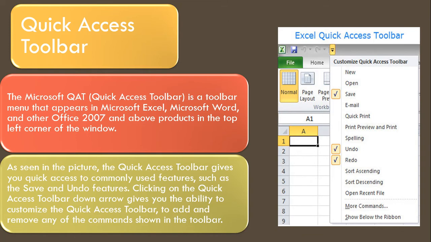Quick Access Toolbar. The Microsoft Quick Access Toolbar is a toolbar menu that appears in Microsoft Excel, Microsoft Word and other Office 2007 and above products in the top left corner of the window. As you see in the picture, the Quick Access Toolbar gives you quick access to commonly used features such as the Save and Undo feature. Clicking on the Quick Access Toolbar down arrow gives you the ability to customize the Quick Access Toolbar, to add and remove any of the commands shown in the toolbar.